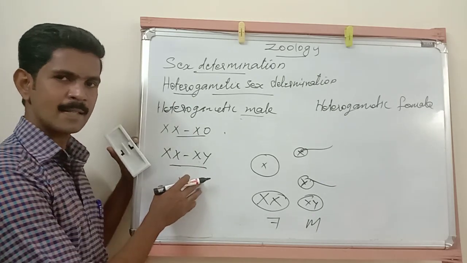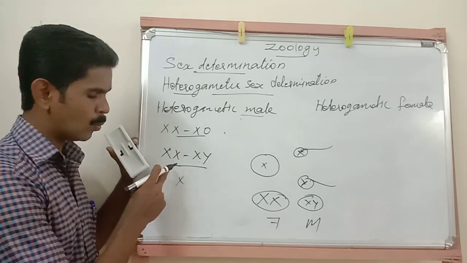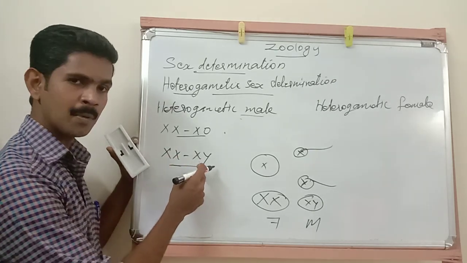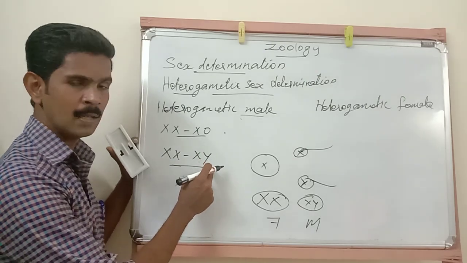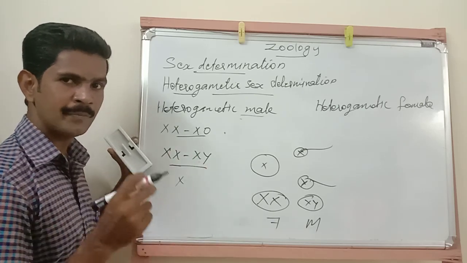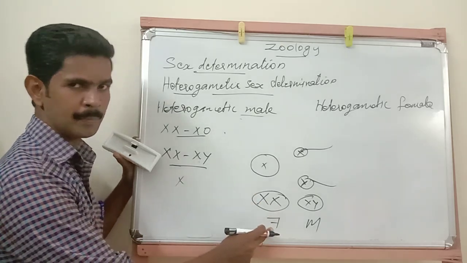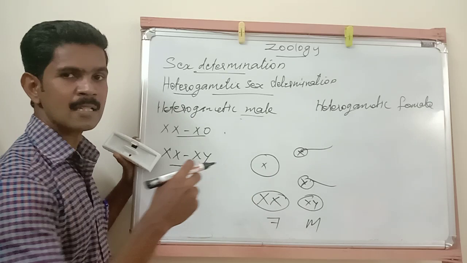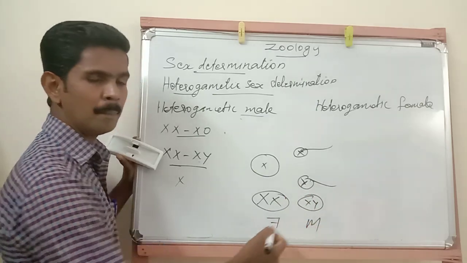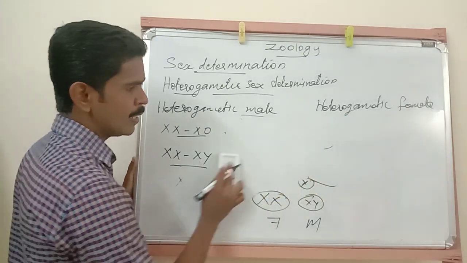So in this type of sex determination, the female produces only one type of sex chromosome, X. But the male produces two types of sperm: some sperm carry the X chromosome and some sperm carry the Y chromosome. Understand? When an egg is fertilized with a sperm bearing the X chromosome, that fertilized egg becomes a female embryo. When an egg is fertilized with a sperm bearing the Y chromosome, that egg becomes a male embryo. I hope you all understood this XX, XY type of sex determination.